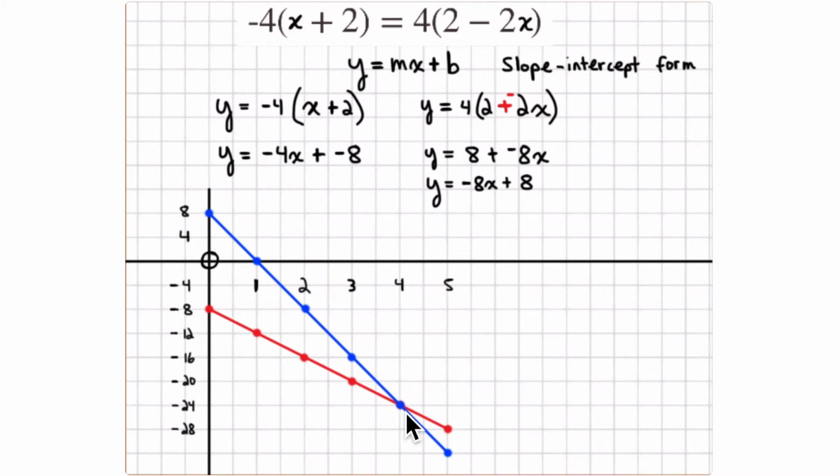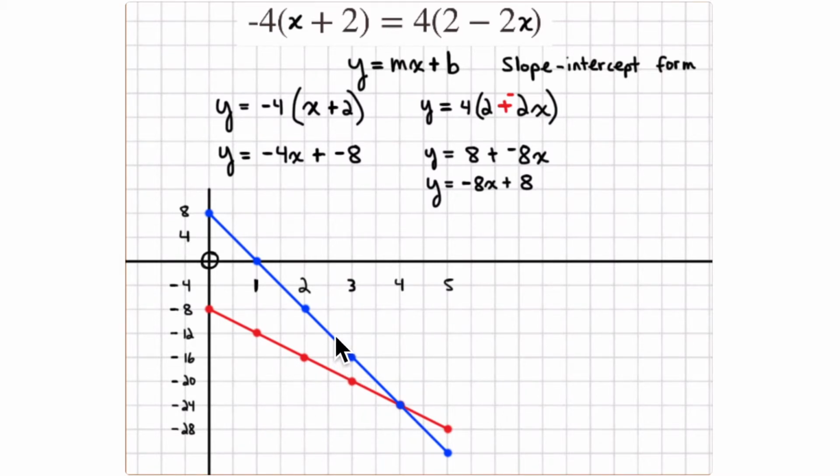And then when we test that solution in the expression, and we put it into this equation here, you're going to see that y equals negative 24. So this is the only point that is shared by both of these lines. So you can actually see the solution graphically, and it begins to make sense. You're solving this equation for x equals 4, and y equals a negative 24.